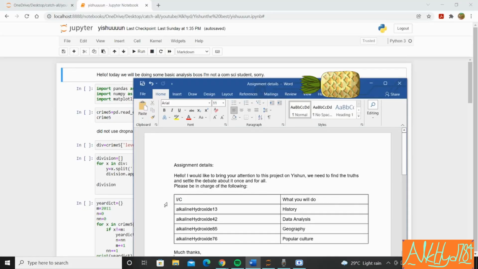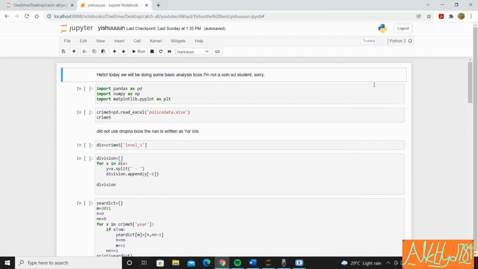Alright, so it's time to do some analysis. Oh wait, I'm so sorry. Let me get rid of this. Okay, so here in the Jupyter notebook, we will be doing some analysis, and I've actually cleared out all of the outputs so that we can look at it together.